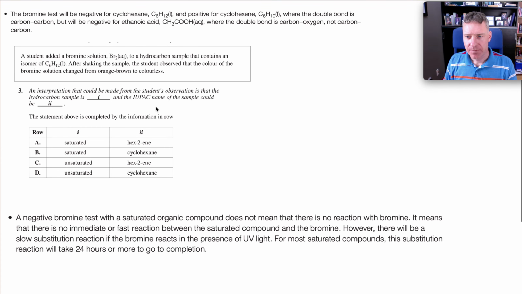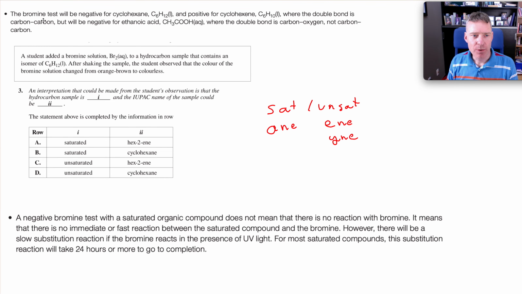Okay. The bromine test for whether something is saturated or not is a really common diploma question, almost all the time. Something that's saturated must be an ane. The anes cannot do addition chemistry, whereas if something is unsaturated, it's an ene or an ine. So the bromine test, so this is diatomic bromine, will be negative for this ane.